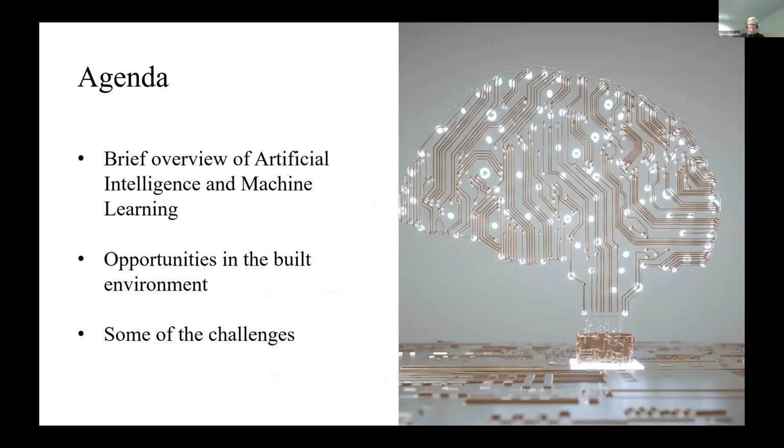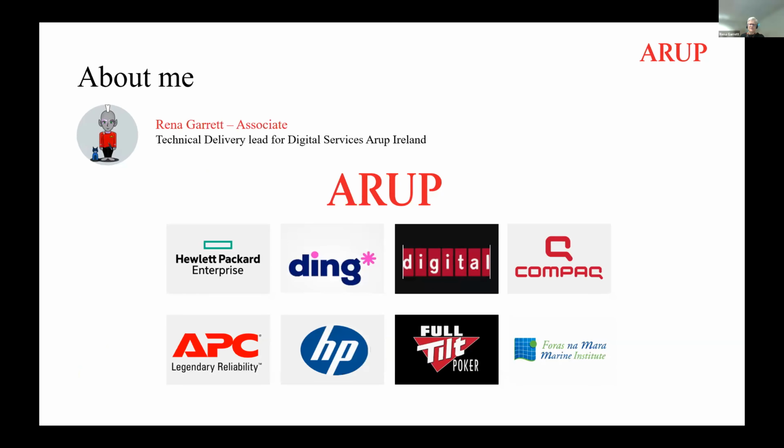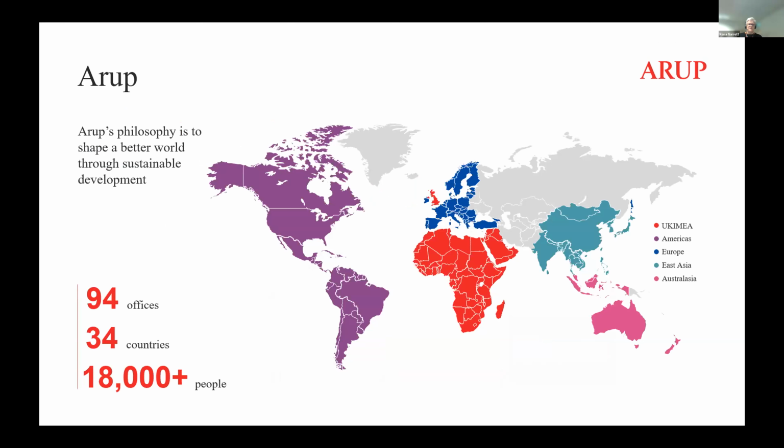Just to talk about Arup. Arup is a global company. We're in 34 countries and employ 18,000 people worldwide. Our philosophy is to shape a better world through sustainable development, and we can use these technologies to improve the way we deliver our services in the built environment. The technologies are constantly changing and improving, so it's vital to stay up to date with them.